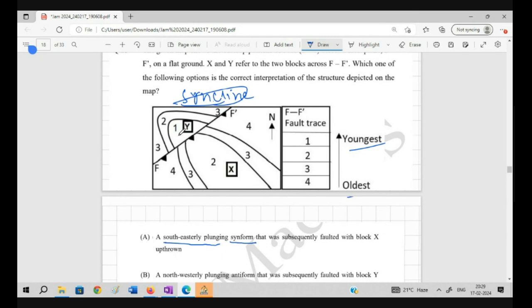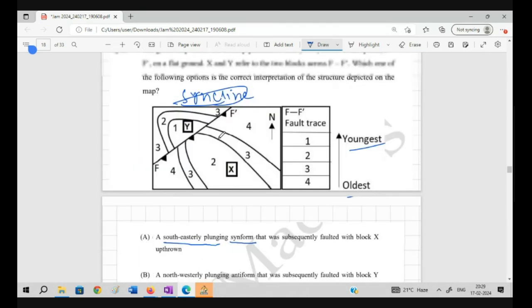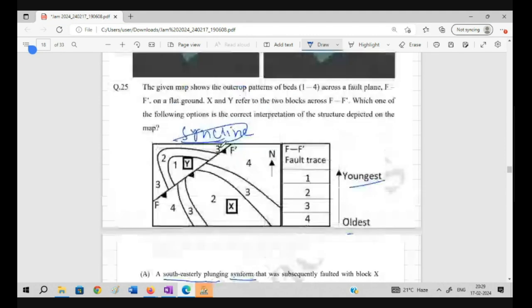Yes or no? Okay, so if we consider this theory, then it should be a synform, because no other data is given about whether it is an antiform or synform. No other data is given, so we have to use this concept. Okay, now we have identified it as a synform and also a syncline.